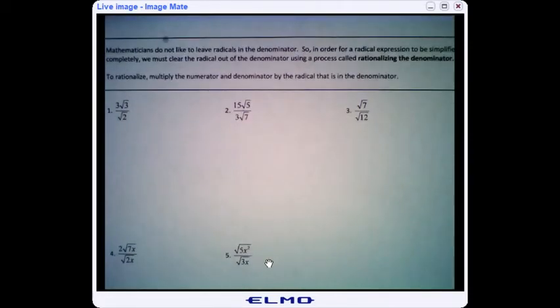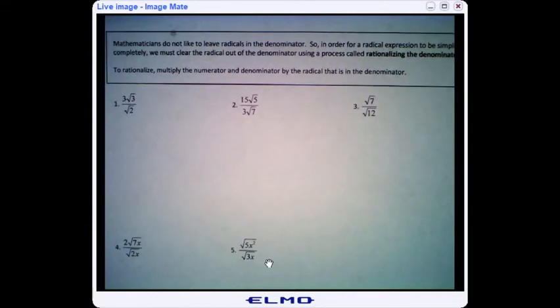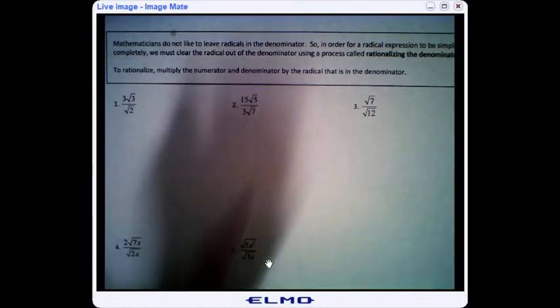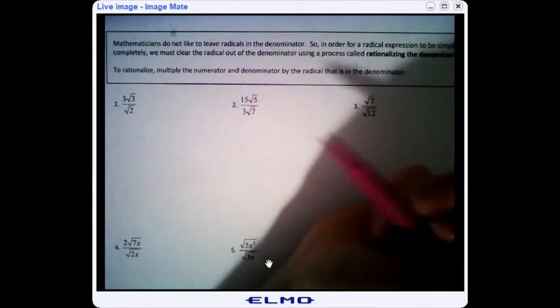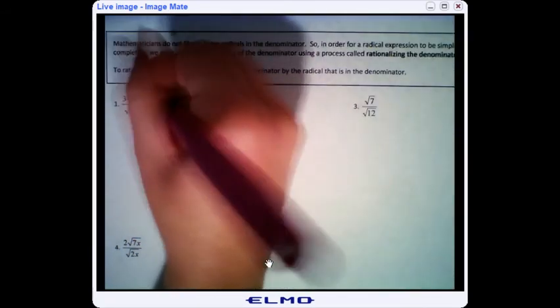I always like to try and simplify as far as possible before multiplying. So I have 3 square roots of 3 divided by the square root of 2. I cannot simplify that square root of 2 or square root of 3, and they will not simplify. They can't be divided into each other. So I'm going to multiply numerator and denominator by square root of 2.